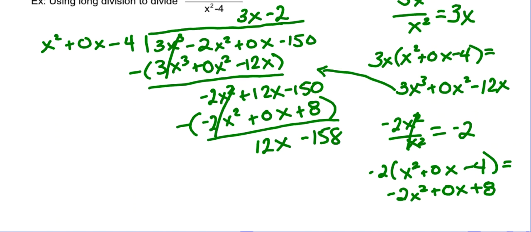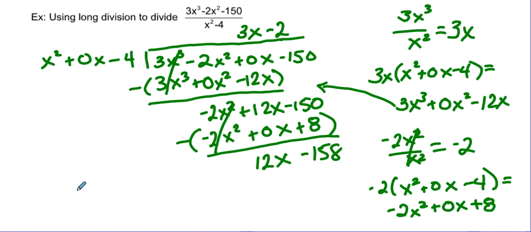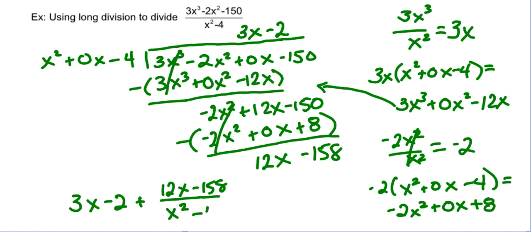So my answer, start up here, the 3x minus 2, plus the remainder over the divisor. So this is my remainder, 12x minus 158, over my divisor. And when I write my divisor out, I'm going to write it in its simplest form, so I don't need to leave that 0x in the middle. x squared minus 4.